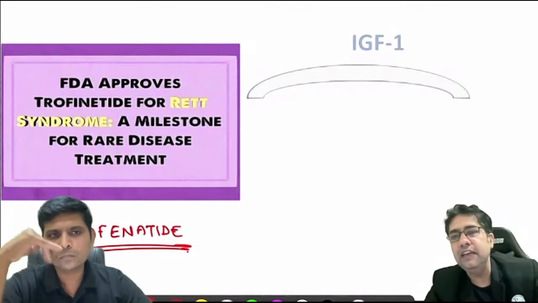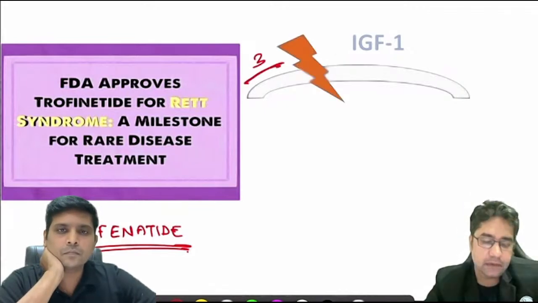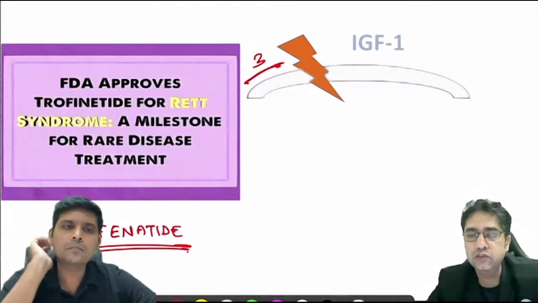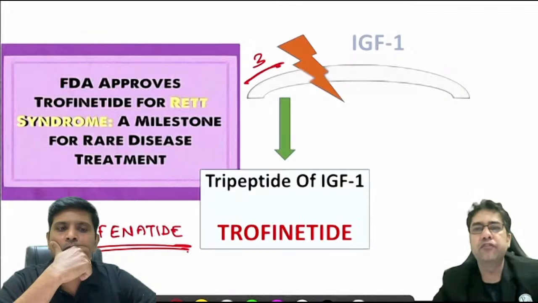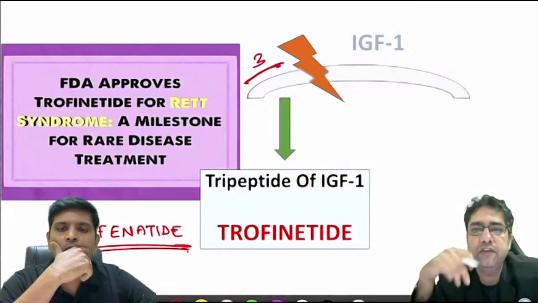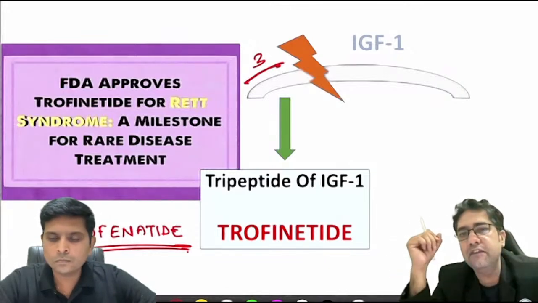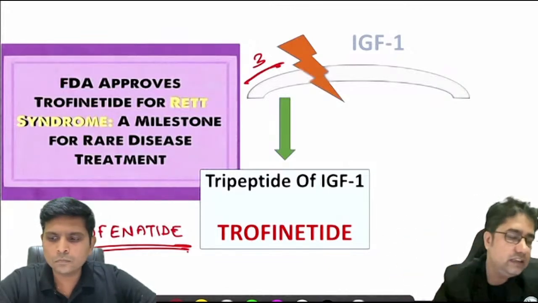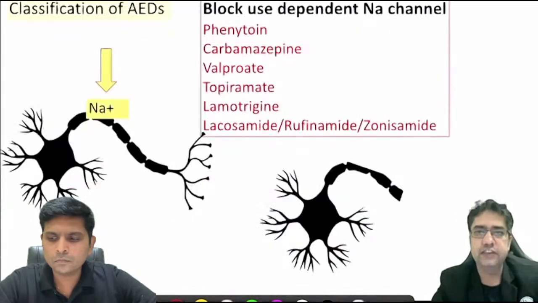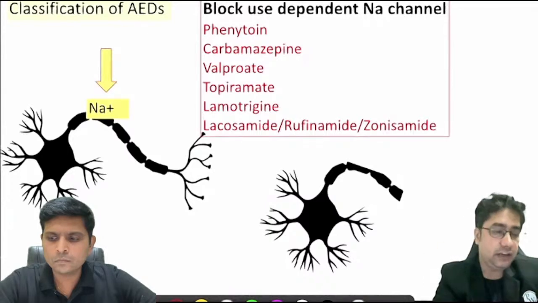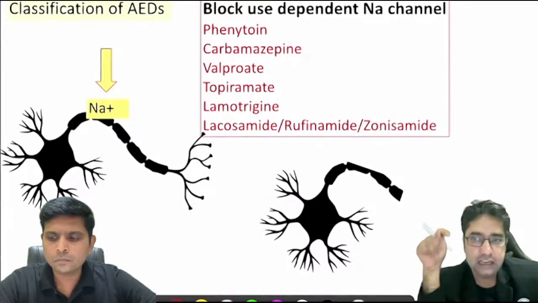IGF is basically insulin-like growth factor. If you take the initial 3 amino acids of insulin-like growth factor, remember this is trofinetide. So simply, trofinetide is the first tripeptide of IGF-1. And it has been shown that it has a neuroprotective effect in the brain. And that is why this drug has been approved for Rett syndrome. So this is all about the treatment. We are left with the treatment of one syndrome, that is West syndrome, which we will get back to.